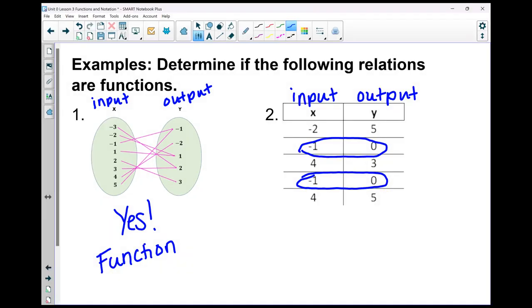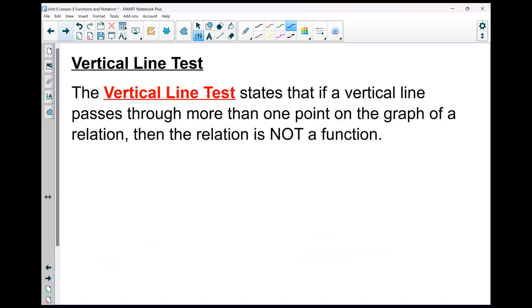Now, these are only some of the representations of functions we will be dealing with in class. We are also going to be looking at graphs and equations. We do have to be comfortable with this definition in all forms. Lucky for us, on a graph, we have something called the vertical line test. The vertical line test states that if a vertical line passes through more than one point on the graph of a relation, then the relation is not a function.